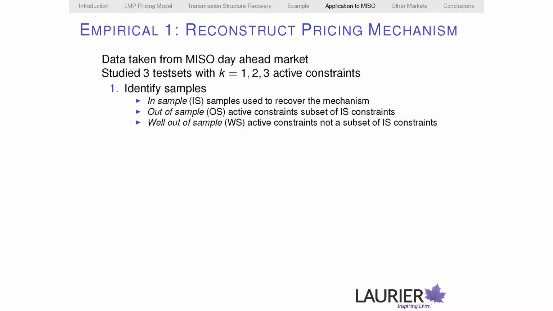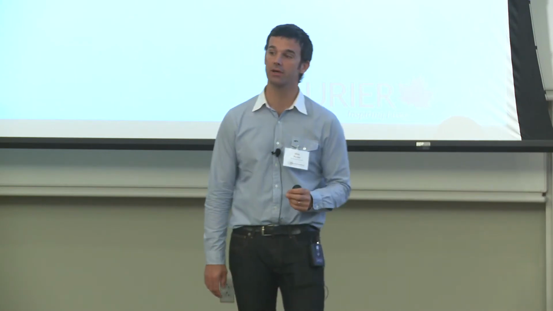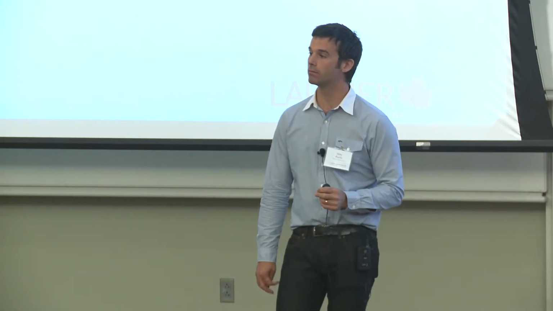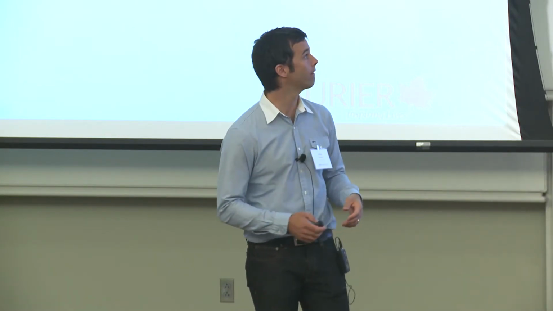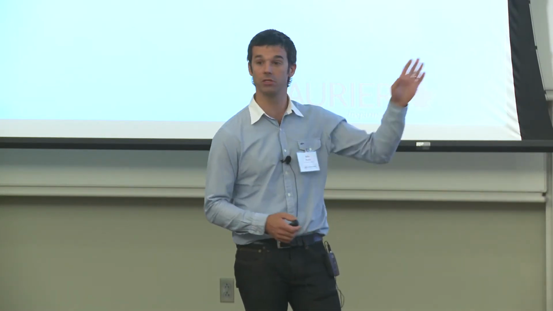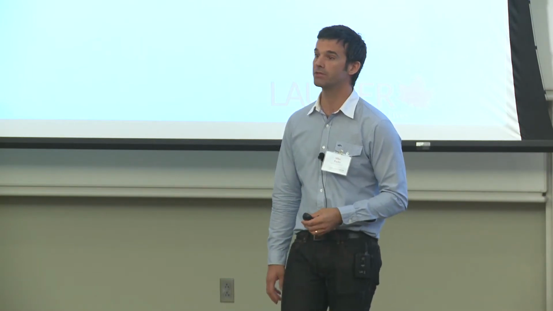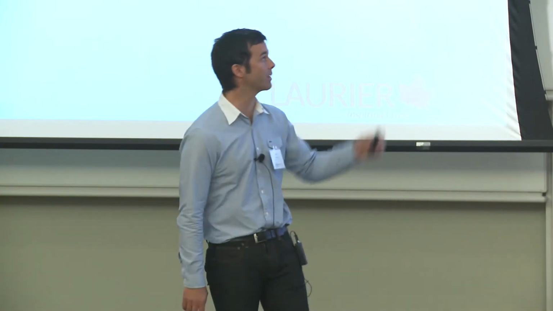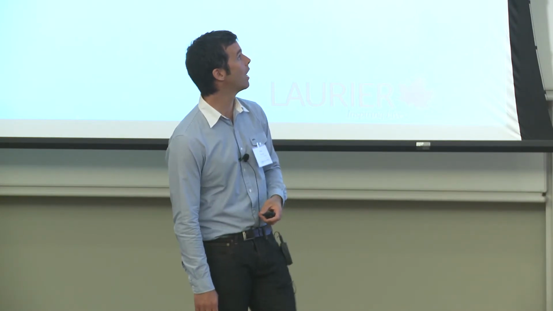In the out-of-sample set, those are hours where the same set of constraints is active, but they weren't used to generate the mechanism. So there are some differences in the bids for those. That information was not used to generate the in-sample, so the prices are different.